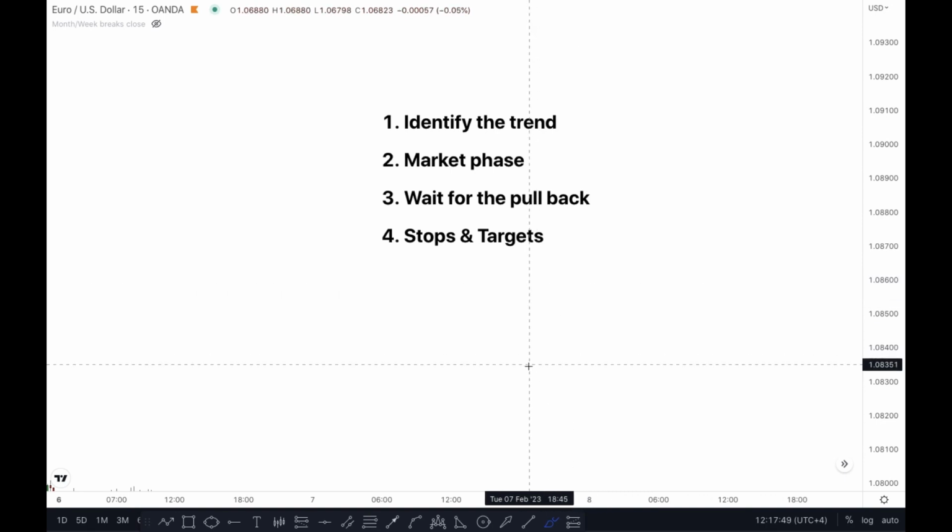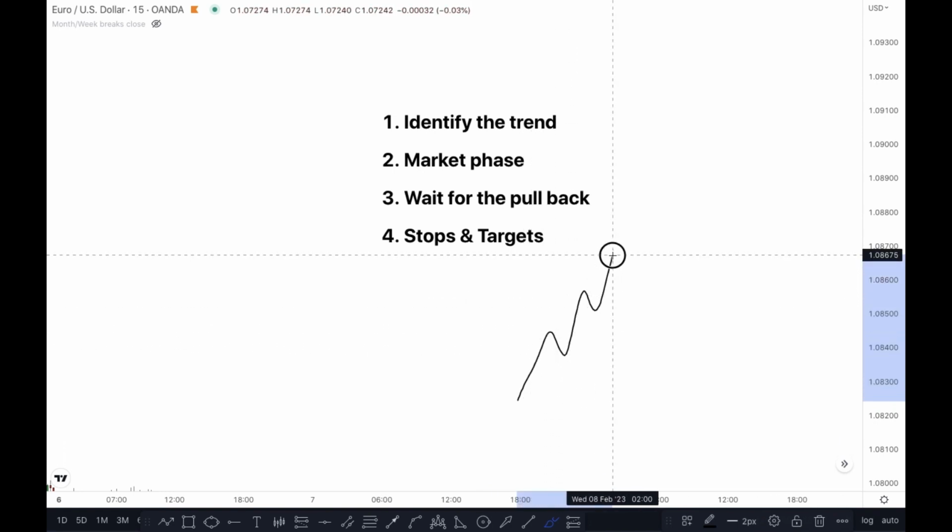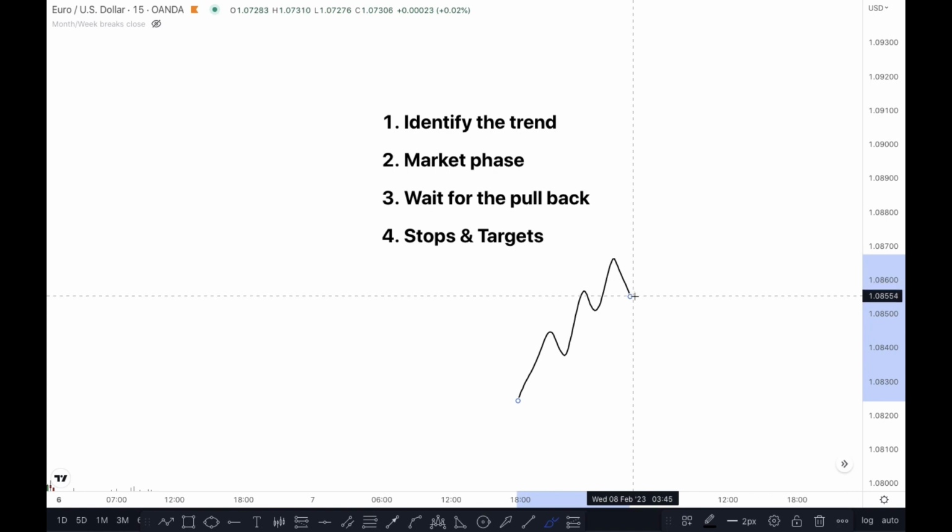I hope you got something valuable from this video. Just a recap of everything that I explained. First, you have to identify the market trend. Secondly, you also have to identify the phase of the market, right? And thirdly, you have to wait for the pullback phase. Once you see the pullback phase, you also have to wait for the breakout of the flag pattern. And once you get a breakout, make sure you set your stop loss and also your take profit.